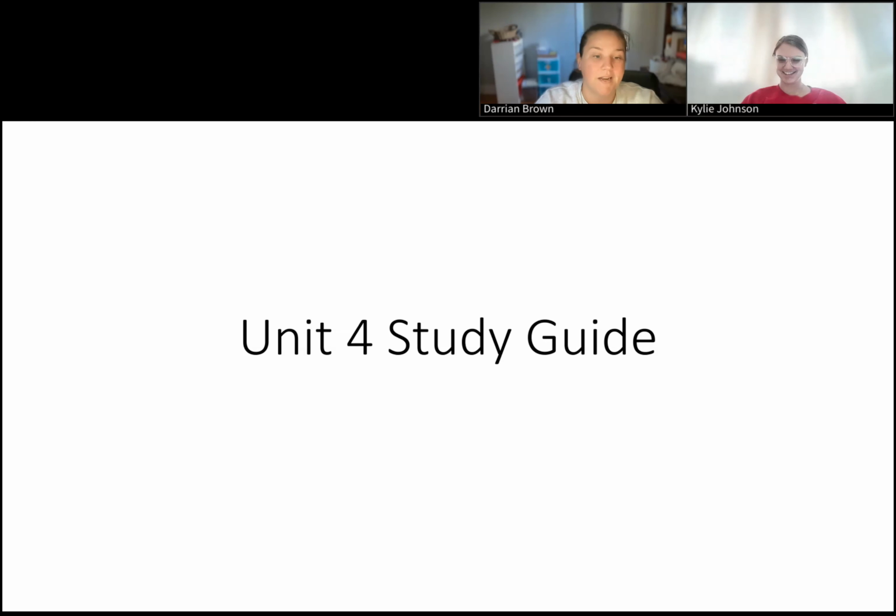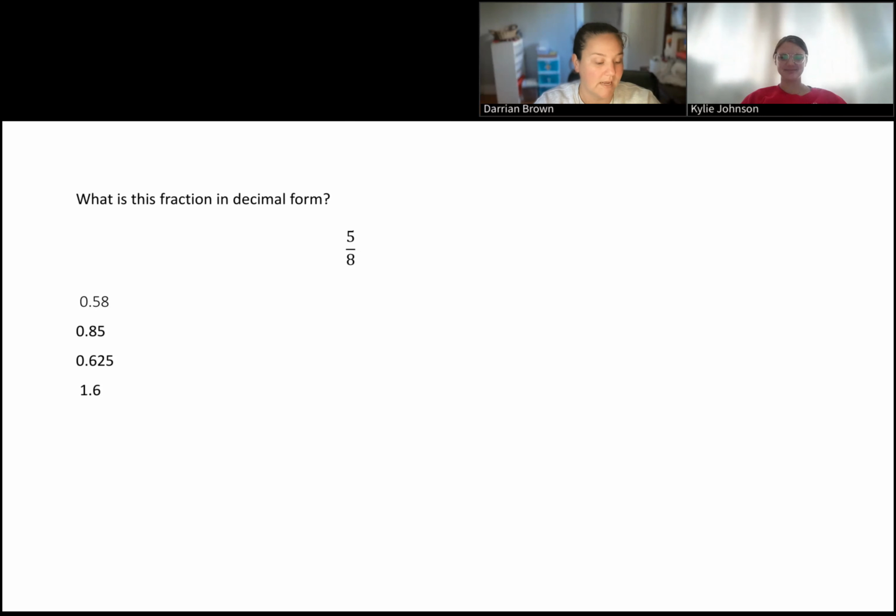All right, so let's go ahead and get started. Go to slide 2 if you're in ClassKit with me. If not, you can just write number 1. Number 1 says, what is this fraction in decimal form? Somebody tell me in the chat box, how do we go from a fraction to a decimal? What do we need to do with those 2 numbers?